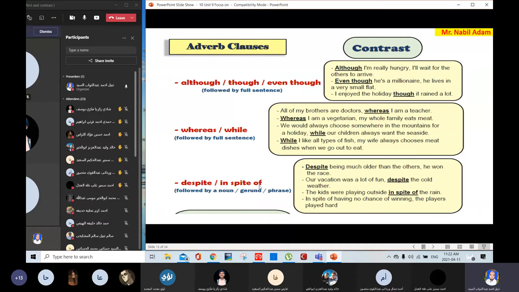As for despite and in spite of, they are followed by a noun, gerund, adjective phrase, noun phrase or adverb phrase. After in spite of or despite comes a noun, phrase or pronoun. His success, succeeding, being ill, the bad weather, the sandstorm, the accident. Despite being much older than the others, he won the race. Our vacation was a lot of fun, despite the cold weather. The kids were playing outside in spite of the rain. In spite of having no chance of winning, the players played hard.